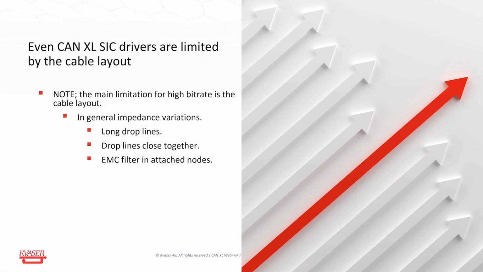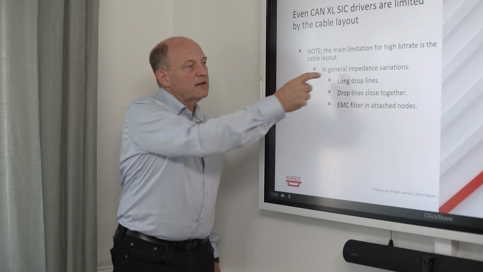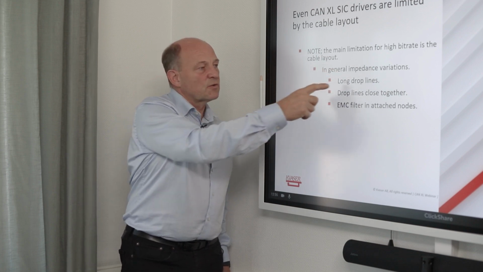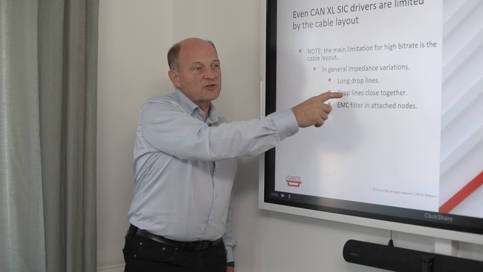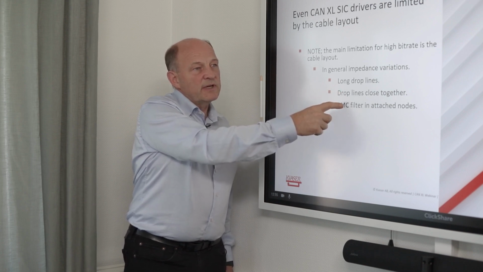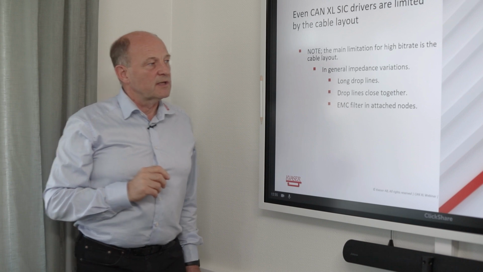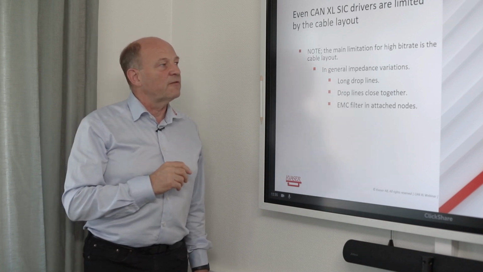And again, it doesn't help to have the world's greatest CAN driver if your cable doesn't allow the energy to come through undisturbed. So to get to the higher bit rates, you need to be carefully watching for the impedance variation. And the impedance variation depends on the bit rate or the slew rate. Impedance variation really is distorted by long drop lines in clusters, like a star, and to some degree by the EMC filter in the nodes themselves, which can cause storage of energy.